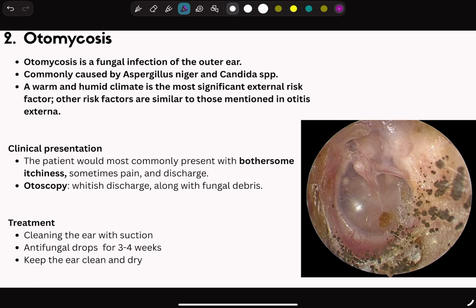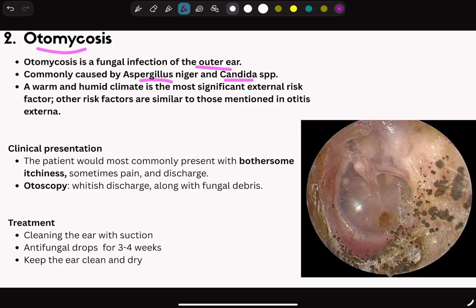Right, otomycosis. So what is otomycosis? It is a fungal infection of the outer ear, commonly caused by Aspergillus niger and Candida. So it is otitis externa, but it's fungal. For the risk factors, same as otitis externa: humidity, foreign bodies, cotton swabs, low immunity. All of these things are similar, but the patient will present with itchiness more than pain. The pain might be there, discharge might be there, but it's more like itchiness because it's fungal.